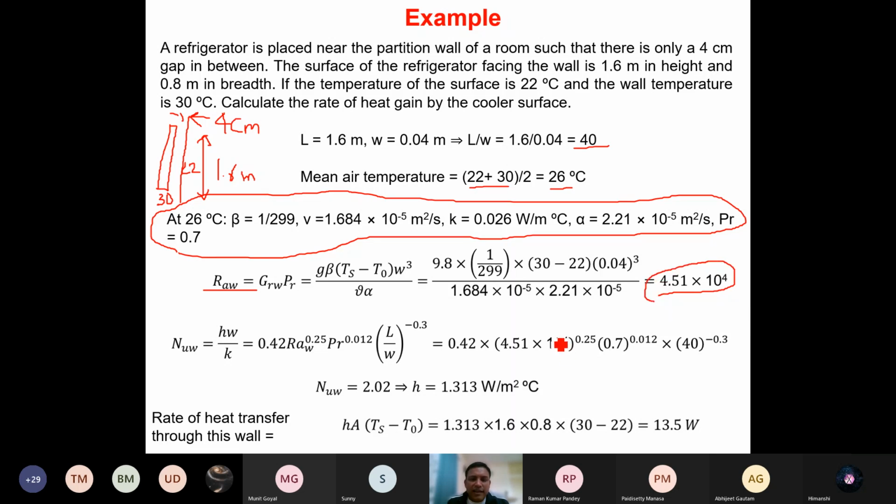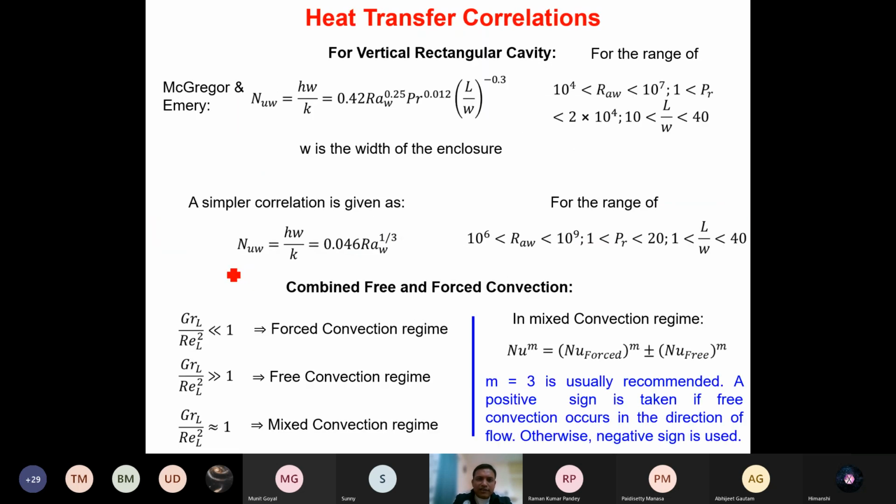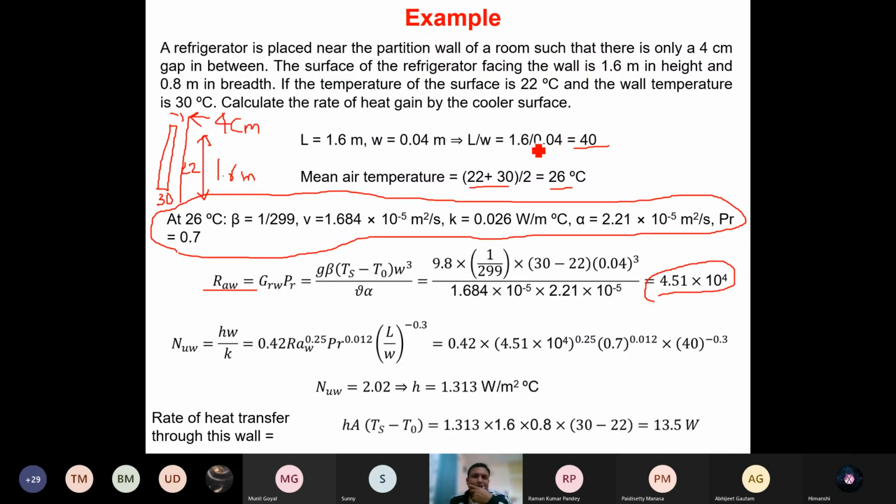Okay, so this Rayleigh number, then we have used the same correlation. This particular correlation we have used in this case. Here you can see L by W is almost 40, so we can use this. Rayleigh number is also between these two limits. And we are using air, so the Prandtl number is around 1, so we can use this. There is no problem. This 0.7 is very close to 1, so without worrying, we can use this equation. There's no problem.